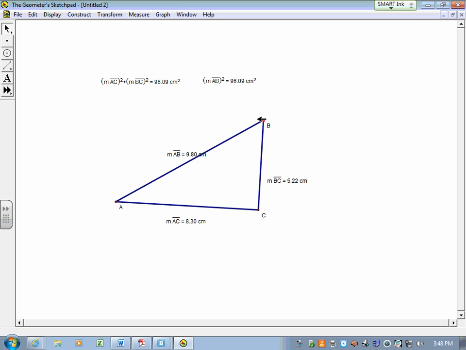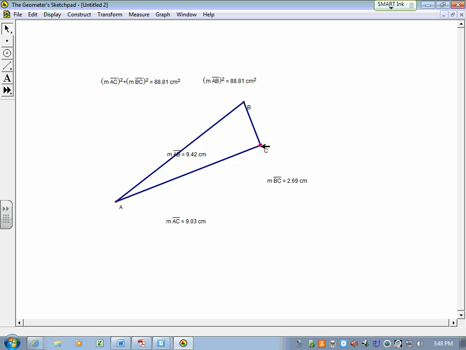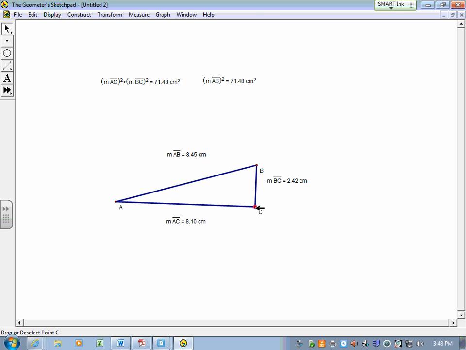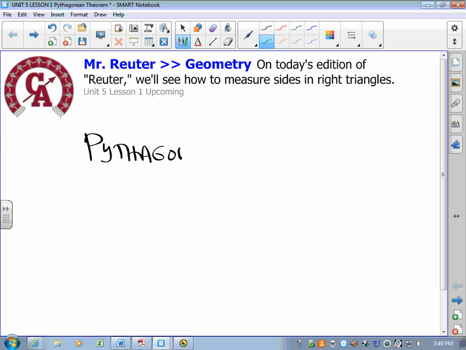Well, I can move this guy up and down. I can move this guy around. And no matter where I stop, it appears that leg squared plus leg squared is the same as hypotenuse squared. And this actually is a very famous theorem that people have been doing for thousands of years. It is called the Pythagorean Theorem.